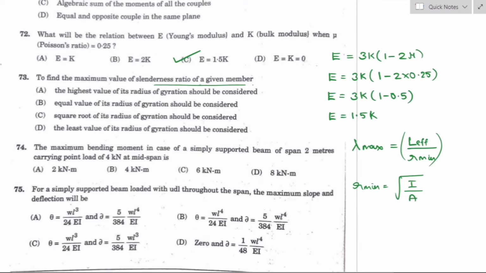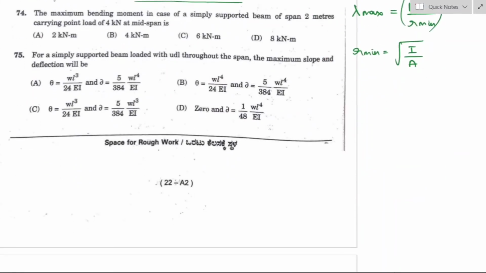So to find the maximum value of the slenderness ratio of a given member, the least value of its radius of gyration should be considered. Option D is the right answer.